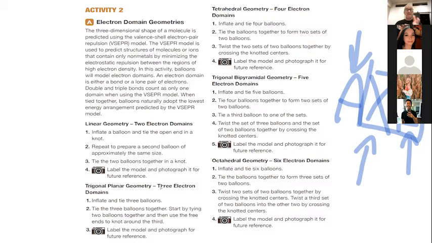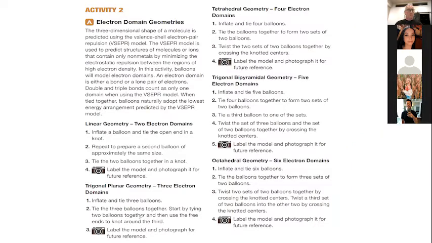So I put it on the Canvas page, and I put it in an announcement. So hopefully you have that. Have people seen that announcement with the attachment in it? Hopefully, yes. If not, just go back to Canvas, it'll be there. So you don't have to memorize these shapes. What you do need to know is how many electron domains there are. That you need to be able to calculate. Okay.